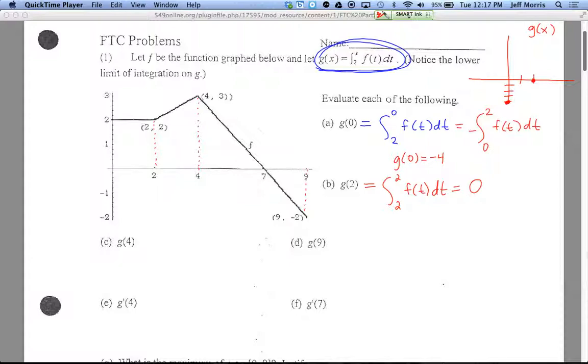One of these, I think you're going to have to do a trapezoid, and I want you to do the trapezoid. I do not want you to split it up into a rectangle and triangle.